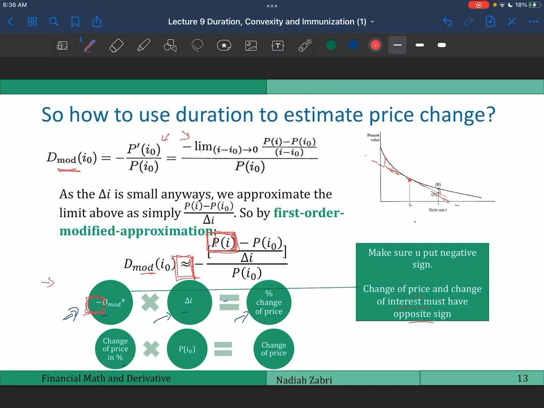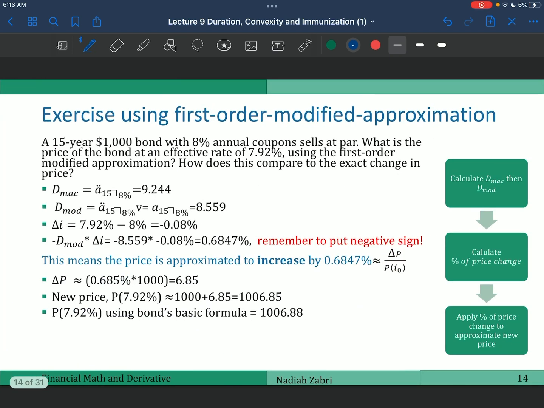Okay, and one more thing to highlight, our approximation will always be lower than the actual price, because our tangent line is always lower than the curve. Let's see an example. A 15-year $1,000 bond with 8% annual coupon sells at par. This is the special case where it sells at par and it also redeems at par. Because of this, it's very easy to calculate the Macaulay duration, if you remember from the previous slide. What is the price of the bond at an effective rate of 7.92% using the first order modified approximation? And how does this compare to the exact change in price?